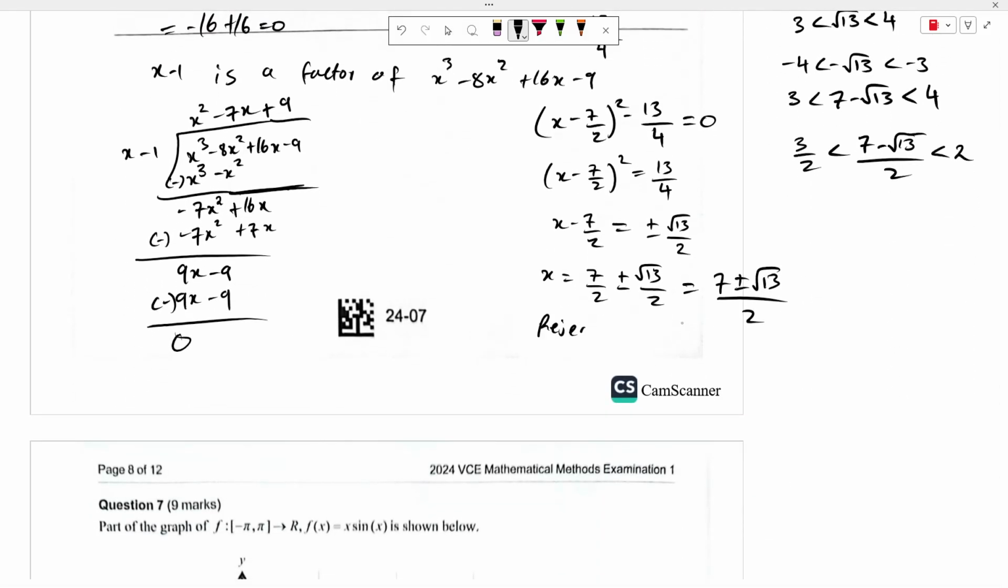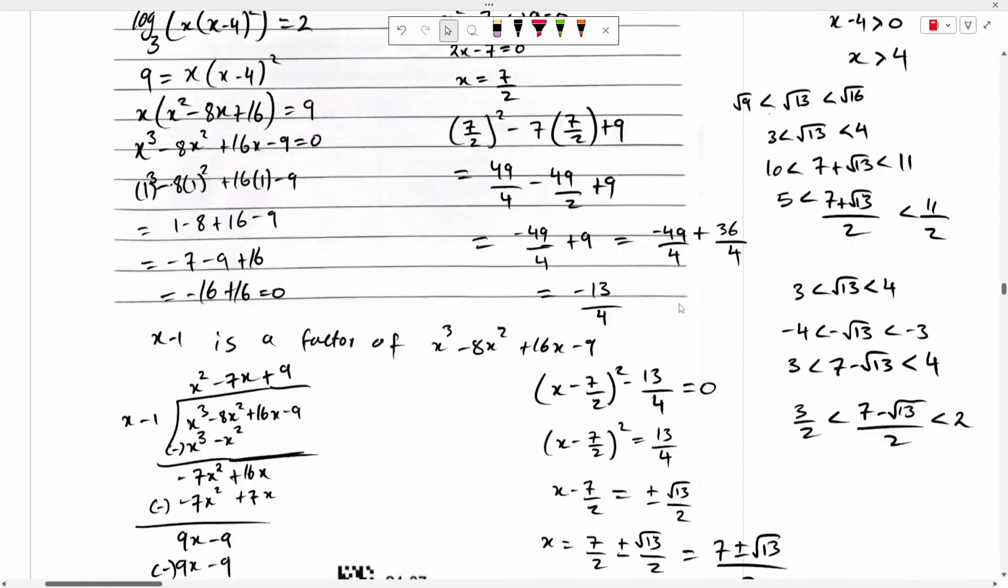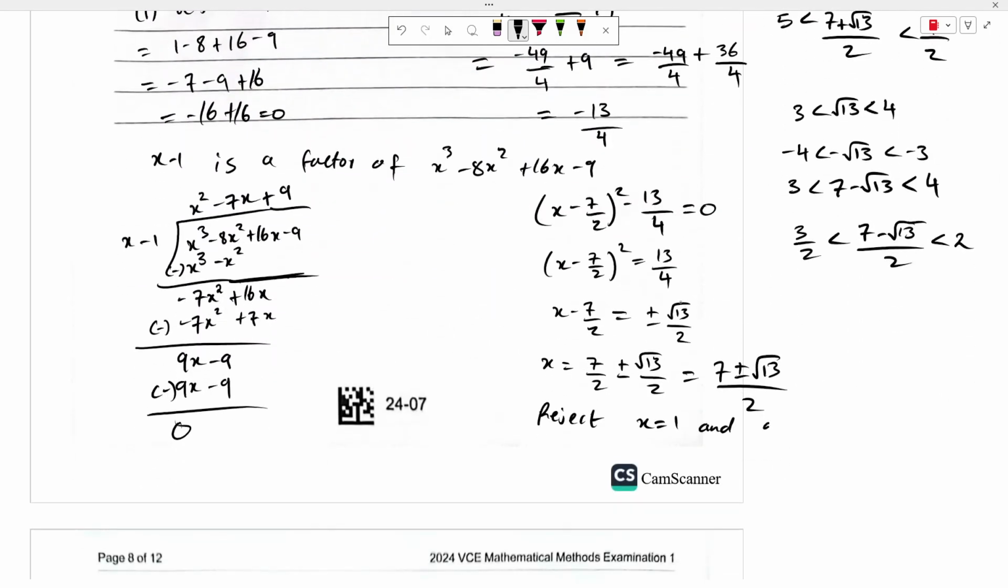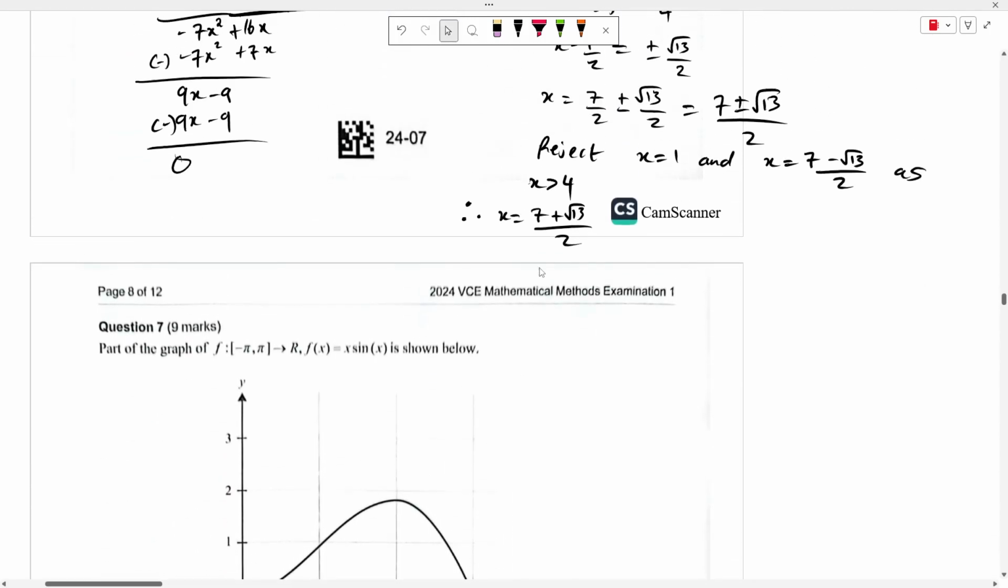So we can actually reject x is equal to 1, and let's just double check it was x is equal to 1. Yep. So reject x is equal to 1, and x is equal to 7 minus root 13 on 2, as x has to be greater than 4. So therefore, after all that, for 4 marks, x has to be equal to 7 plus root 13 on 2. Boom.